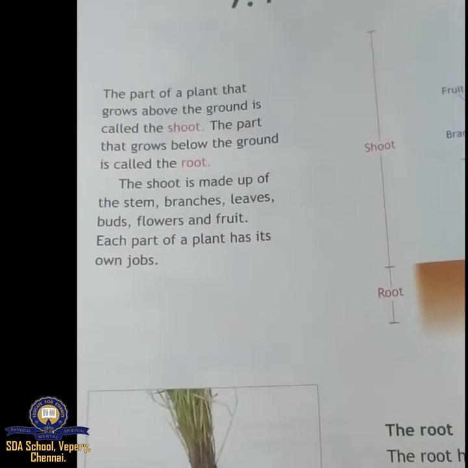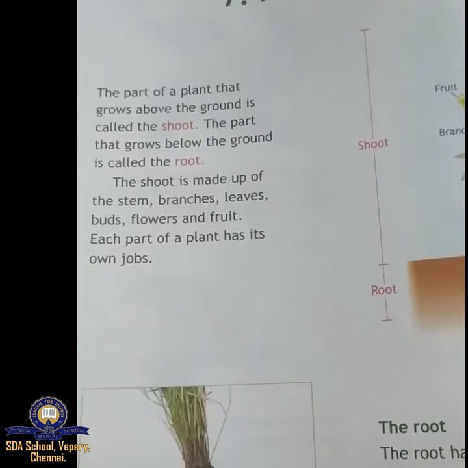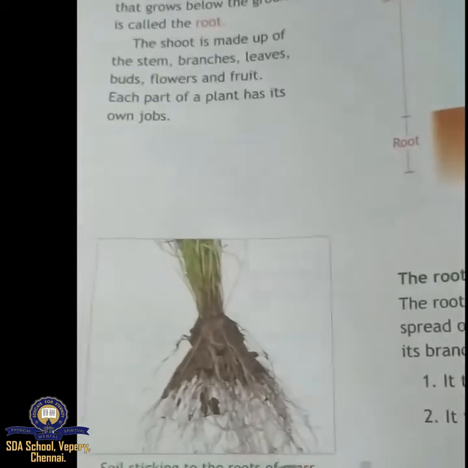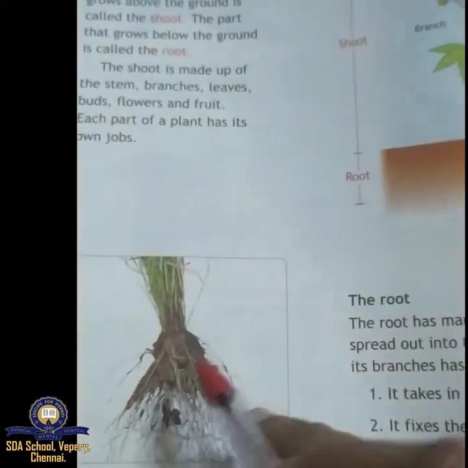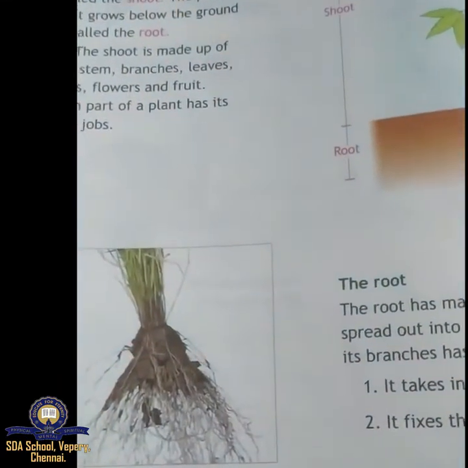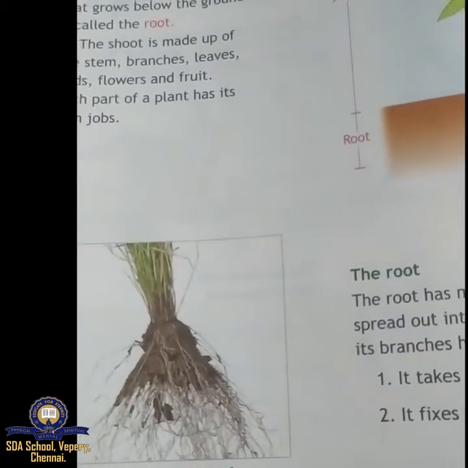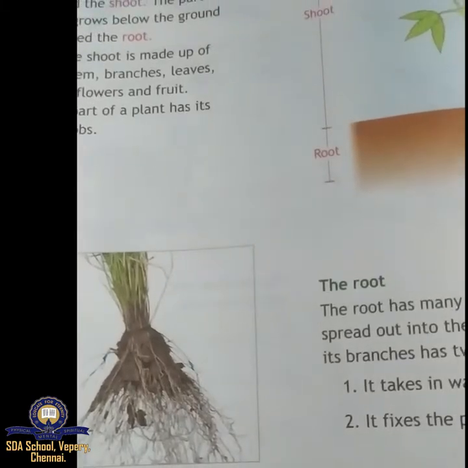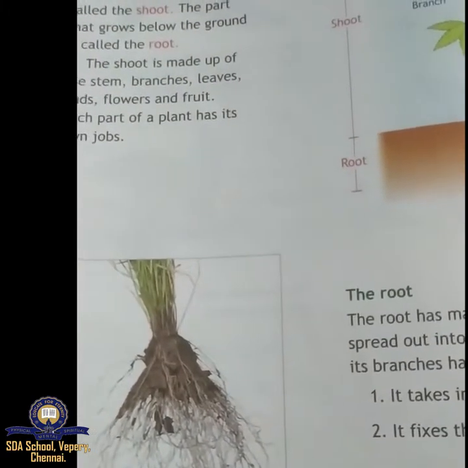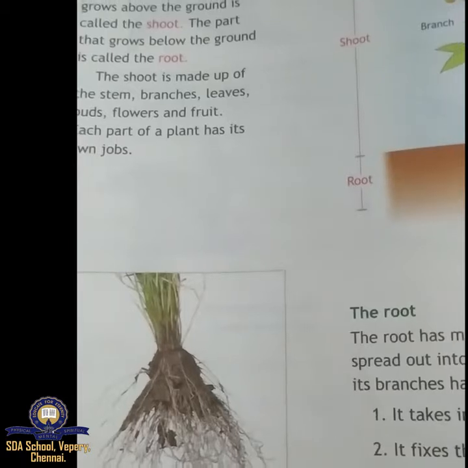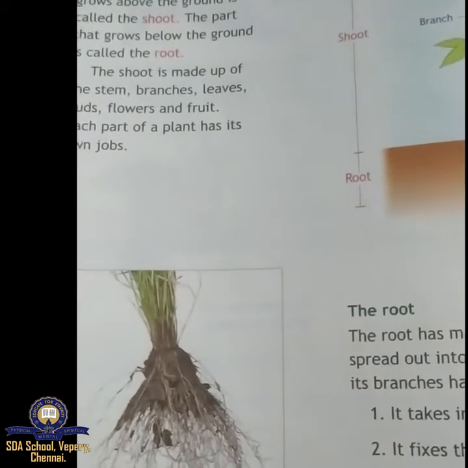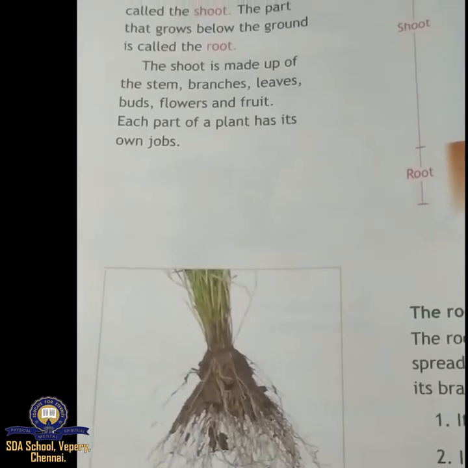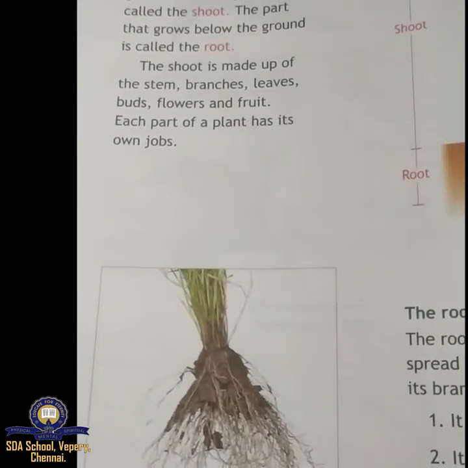First, let's learn about roots. You can see the picture, right? These are roots, and the root has many branches. These are fibrous roots. Different types of roots are there, and we are going to learn in detail. The root has many branches, and the branches spread out into the soil.